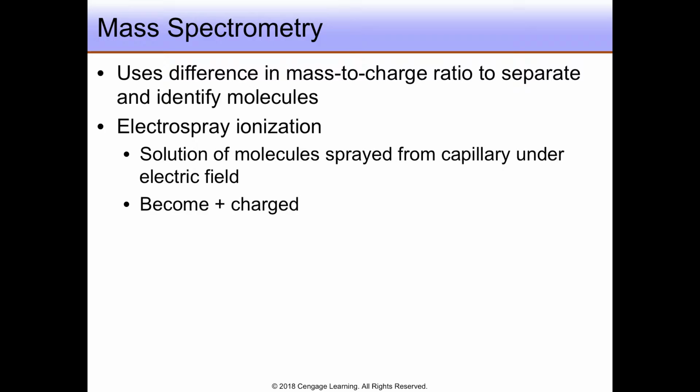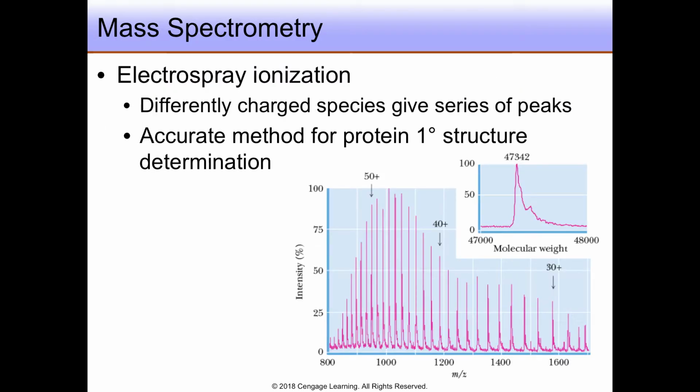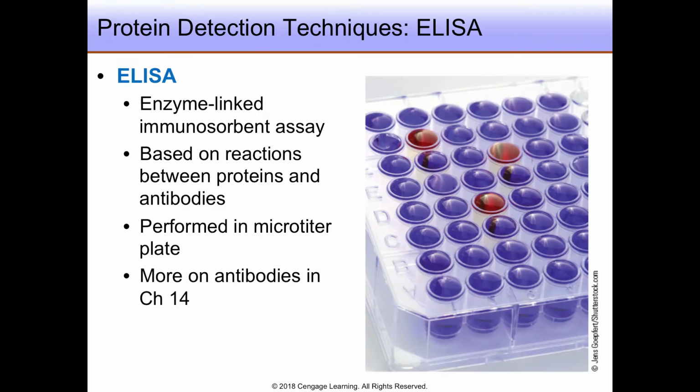The most common involves electrospray ionization, where a solution of molecules is sprayed from a capillary or small opening under an electric field. The result is the ionization or charging of the particles. Differently charged species give a different series of charge-to-mass peaks. These can then be analyzed for amino acid sequence determination.